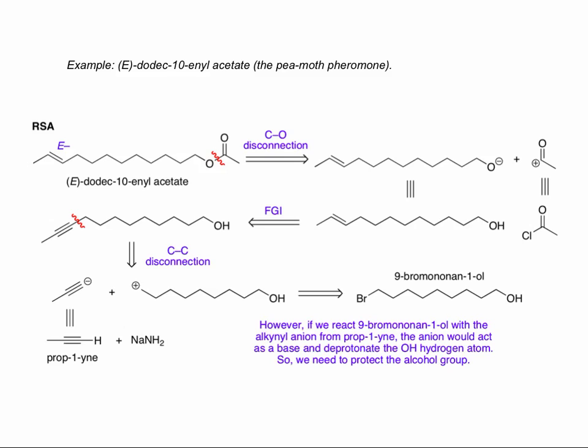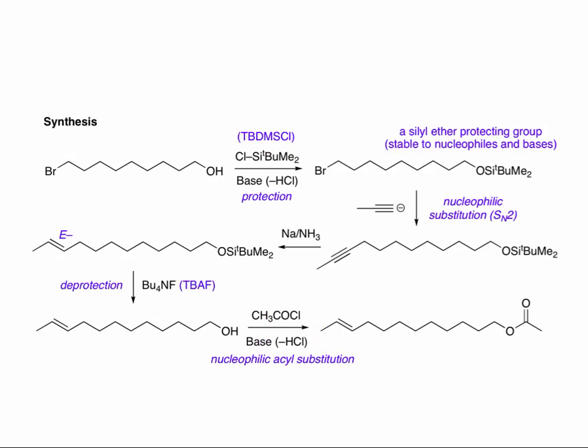9-bromo-non-1-ol. Now in the forward reaction we have to be careful, because if we take the anion from prop-1-yne and react it with this bromide, rather than getting substitution of the bromine atom, we'll get deprotonation of the alcohol because we have an acidic hydrogen atom here. So in the first step we would need to protect the OH group to stop deprotonation taking place. And that's what was carried out in this forward synthesis.